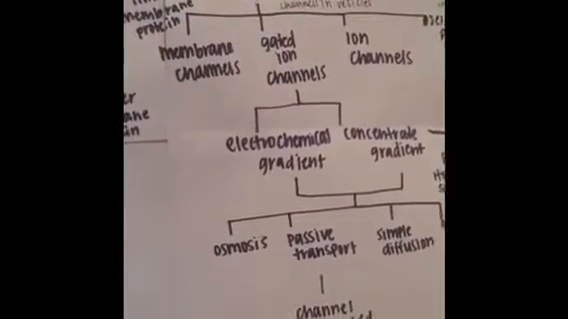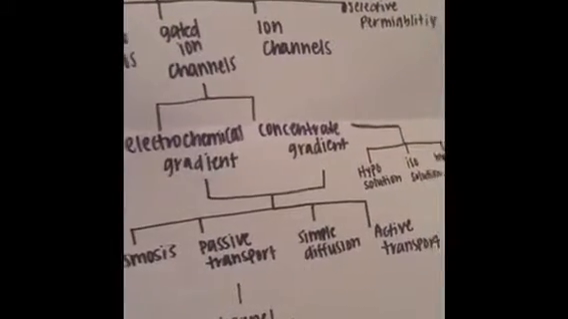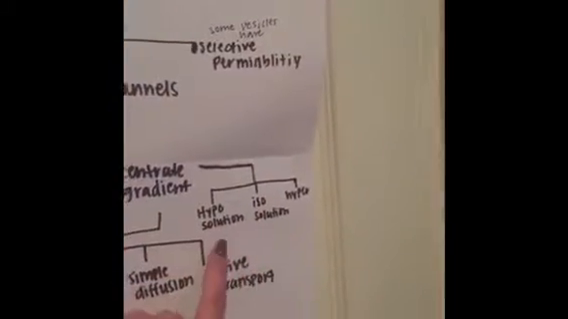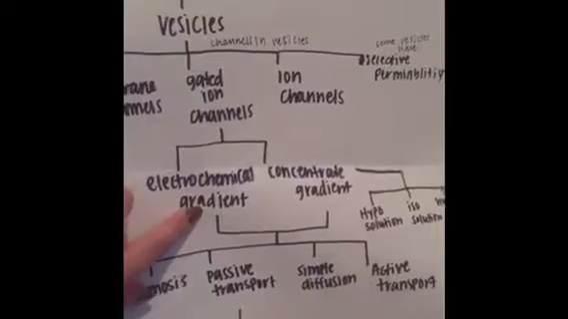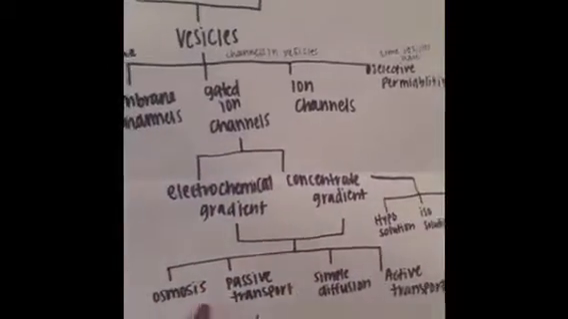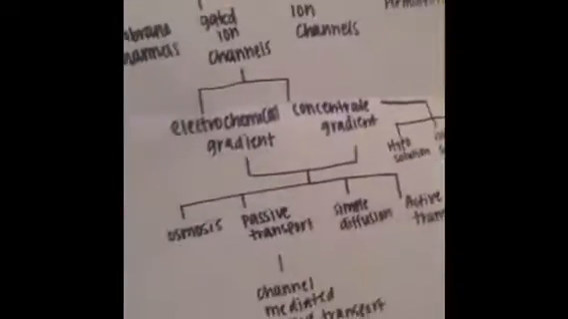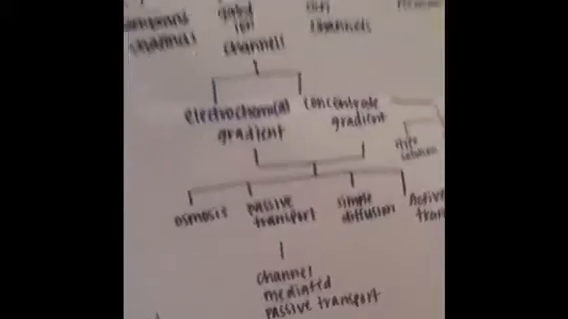From gated ion channels, I put electrochemical gradient and concentrate gradient. From concentrate gradient goes hypo, iso, and hyper solutions. And then from electrochemical gradient and concentrate gradient comes all of these: osmosis, passive transport, simple diffusion, active transport. And then from passive, channel-mediated passive transport.